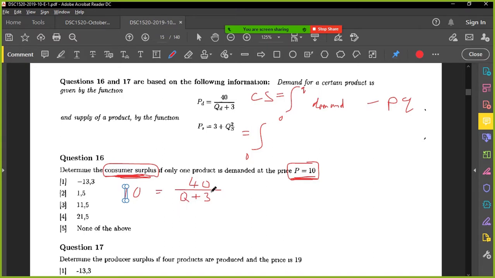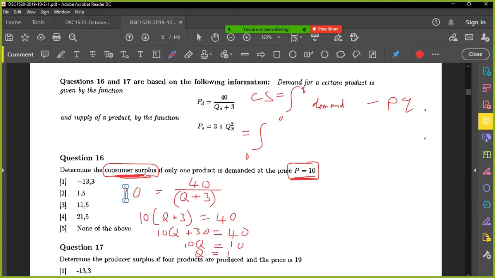I saw in the workings you used logs, natural log. No, no logs for this one. You're just going to multiply both sides by Q plus 3. If you take the denominator to the left, it becomes multiply. Okay, happy with that?